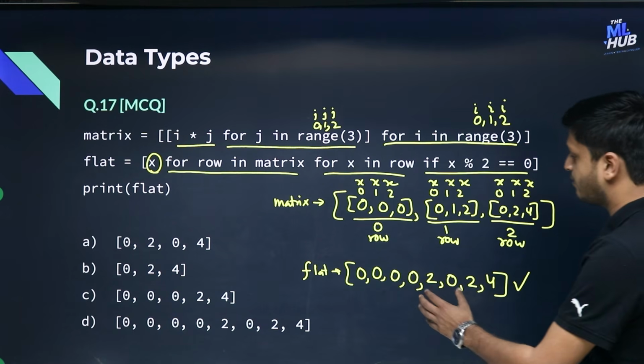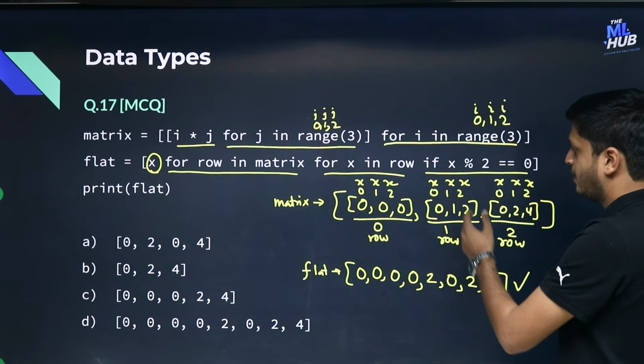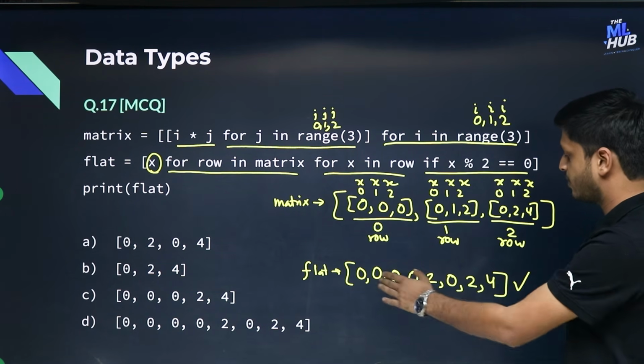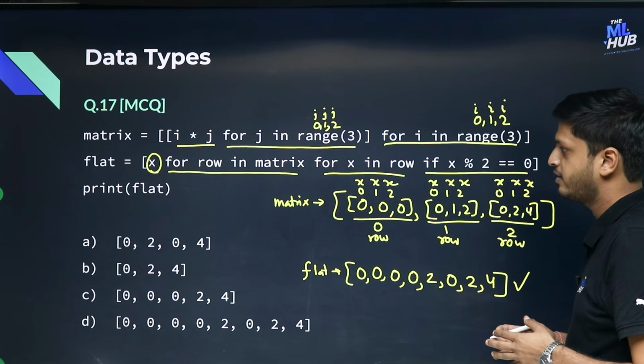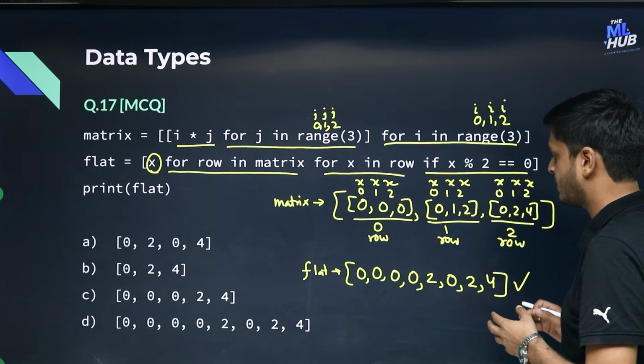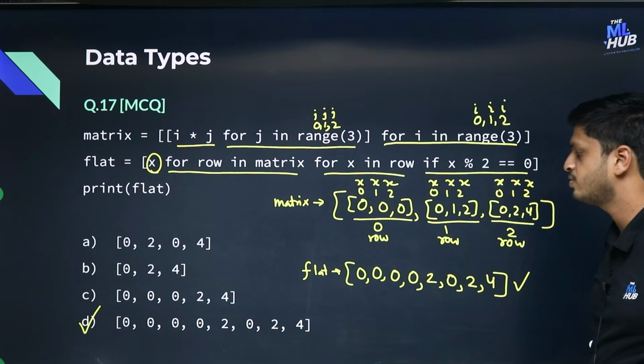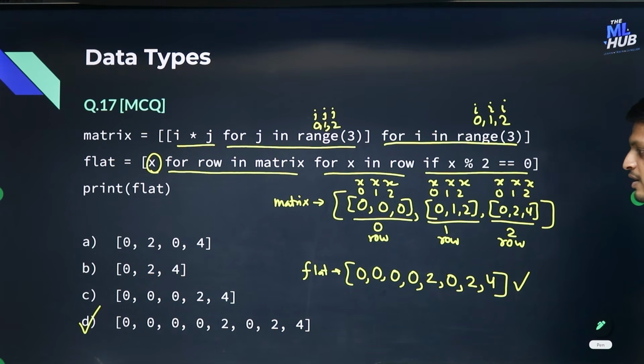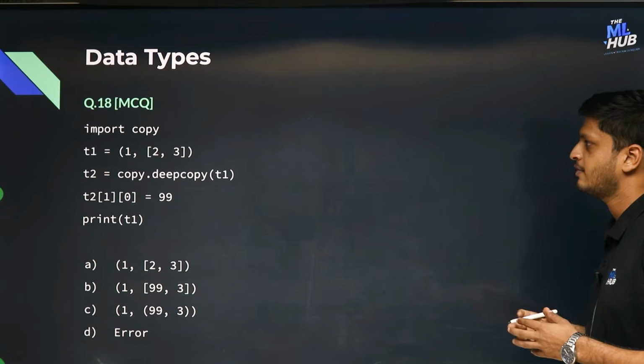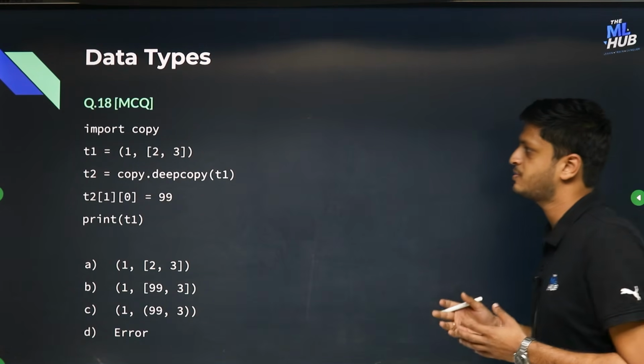Okay, this is the standard way of flattening a matrix, right? And here we are only adding if it is an even number, so these are the elements that will be added. So when you print flat, this list will be printed, which is option D, 0, 0, 0, 0, 2, 0, 2, 4. Okay, so option D is correct. Cool. Okay, let's see the next question. It is an MCQ question.